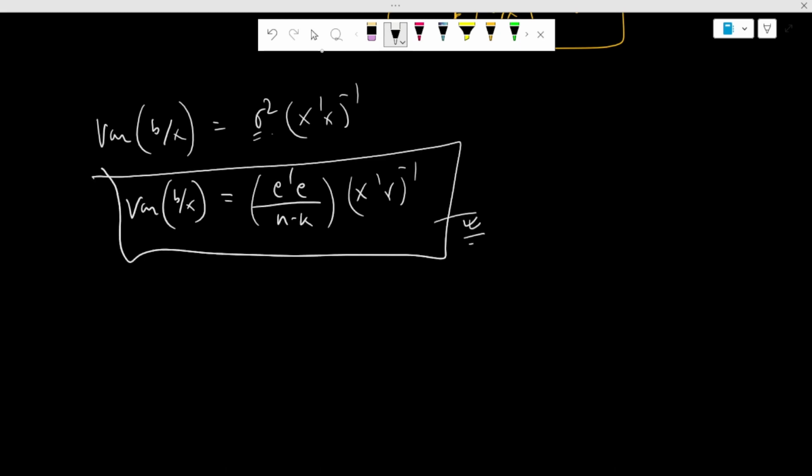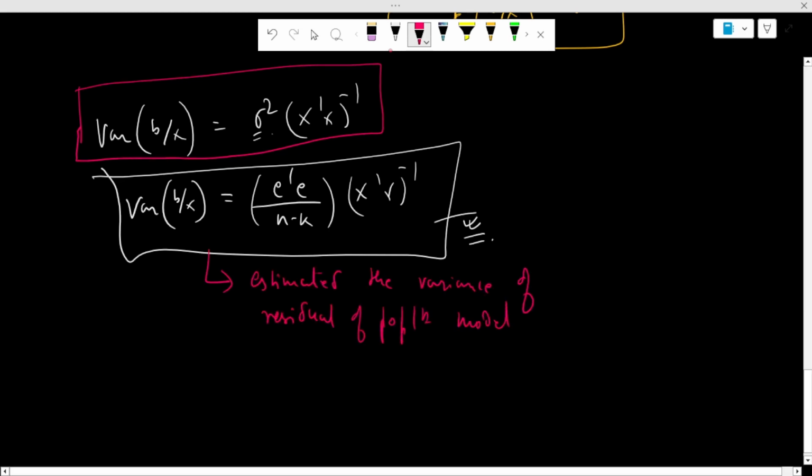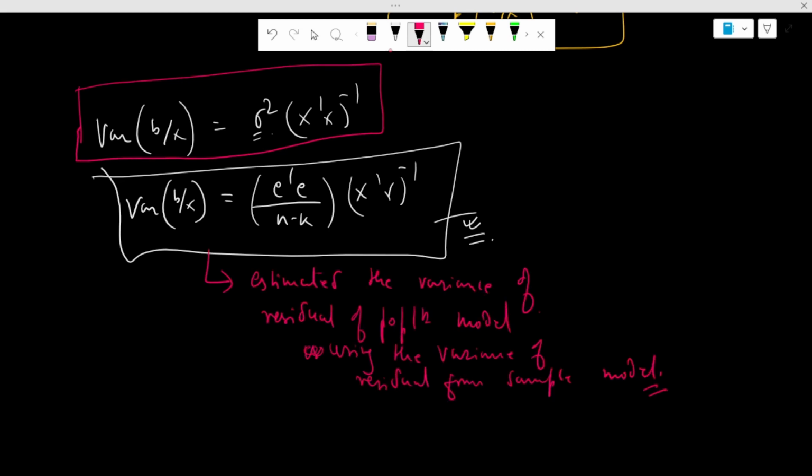this is what we wanted to find. So we have estimated the variance of the residual of the population model, making use of the variance of the residual in a sample model, and therefore we can calculate the variance of OLS beta.